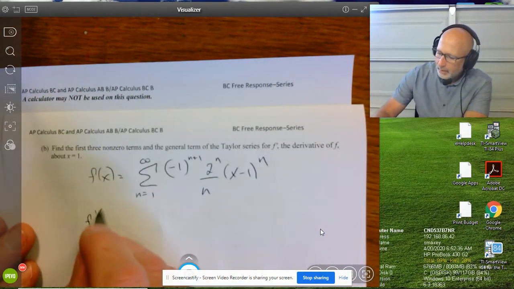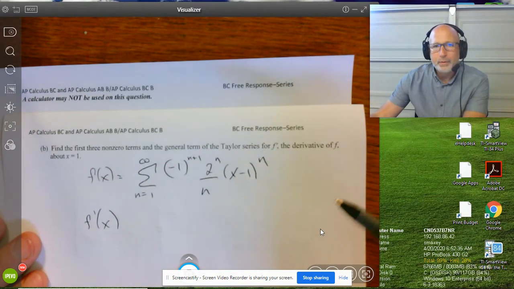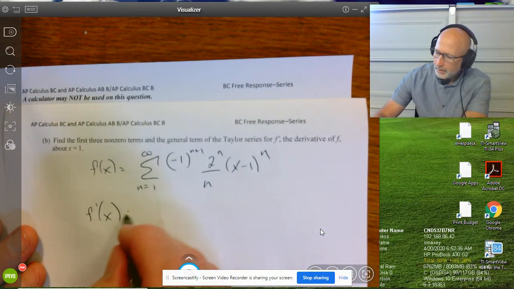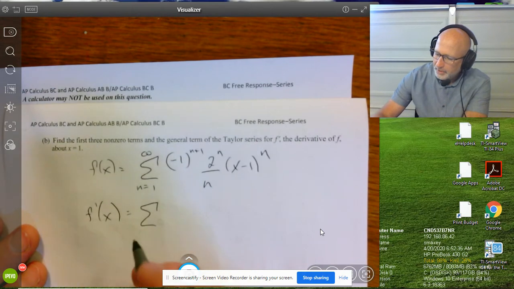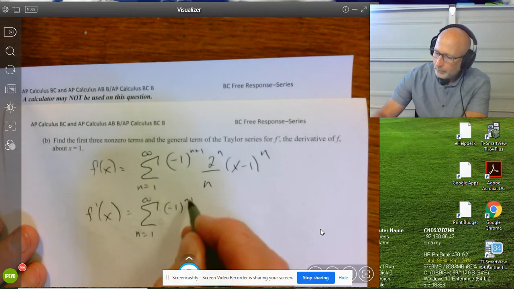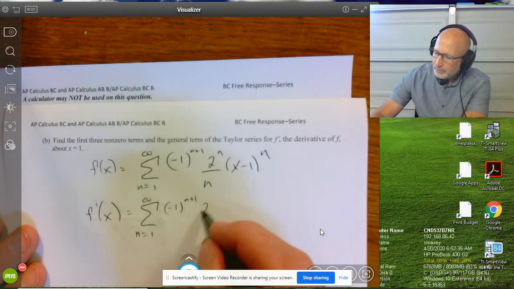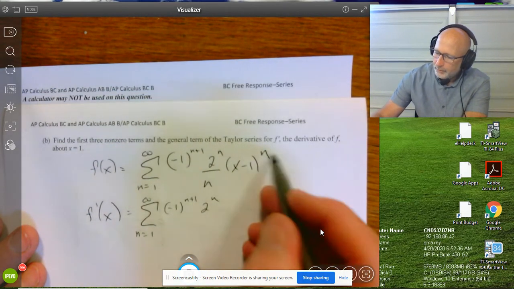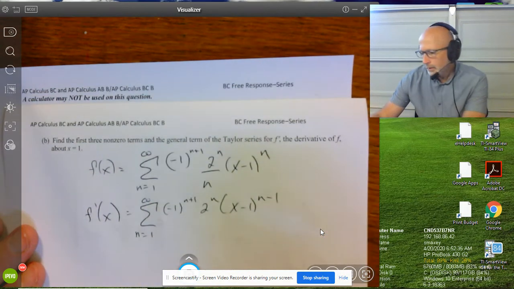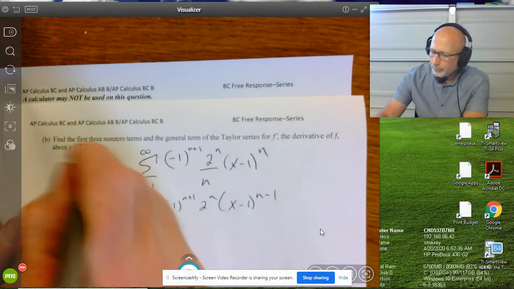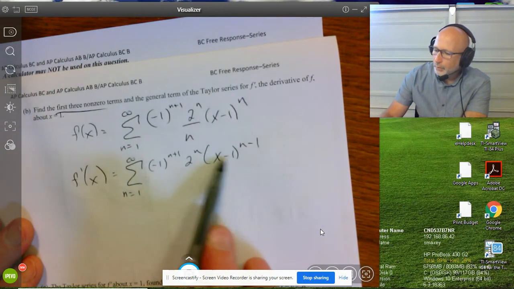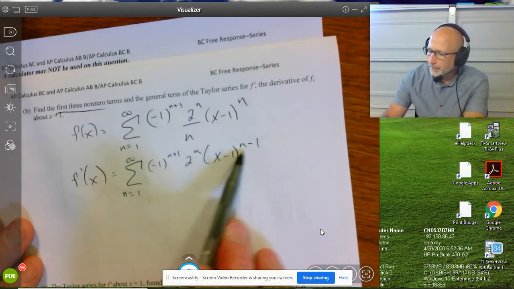So the derivative here is equal to, well, the only thing with an x here is that. So everything else is just a constant. So this is the summation as n goes from 1 to infinity of negative 1 to the n plus 1, 2 to the n, bring down the n's, but those are going to cancel. So you have x minus 1 to the n minus 1 power. Okay, so there it is. I need the first 3 non-zero terms. So I plug in 1. When I plug in 1, oh, this is for n though.